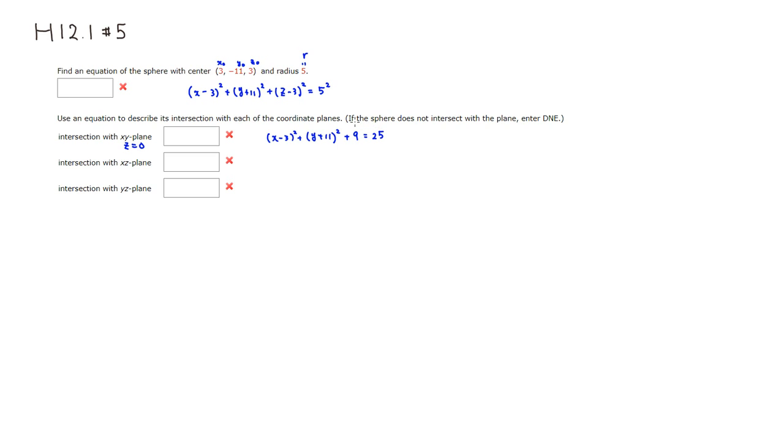So this is actually another circle. You can see that we have x minus 3 squared plus y plus 11 squared, and I'm going to subtract the 9 from both sides. So 25 minus 9 is 16. 16 is 4 squared, so its radius is going to be 4. Let's type in the answer.